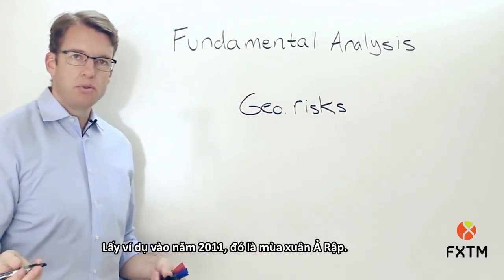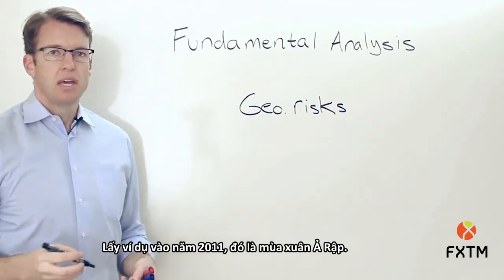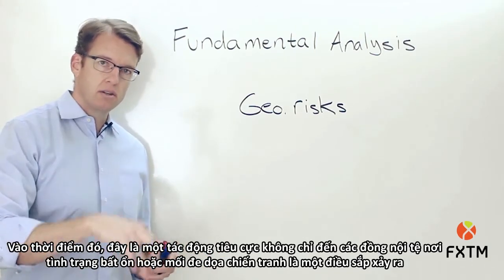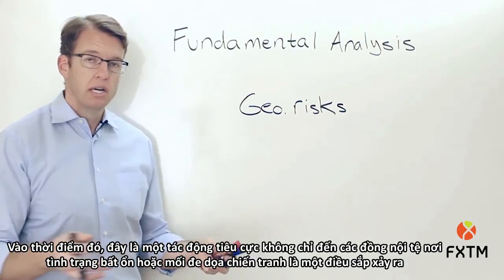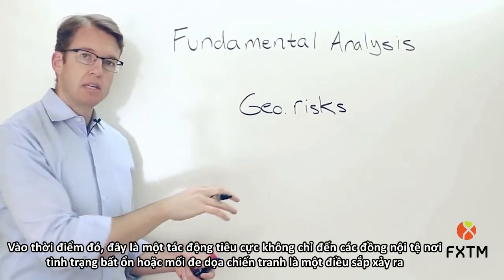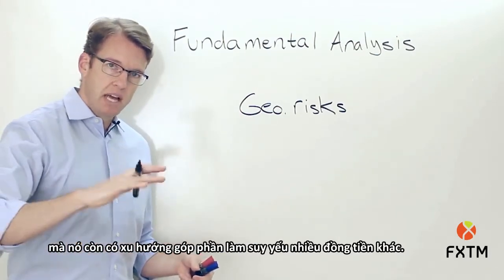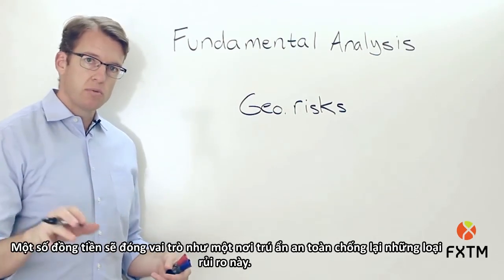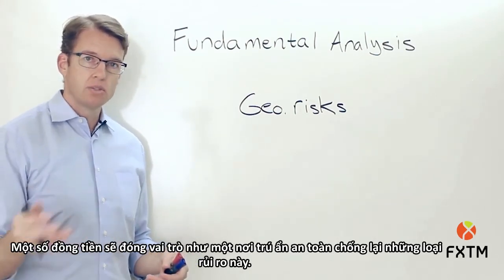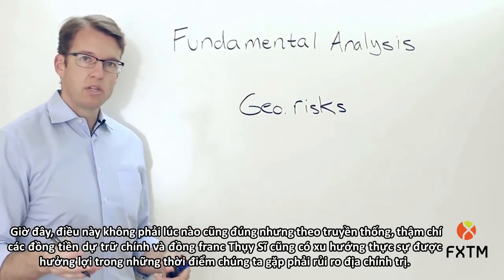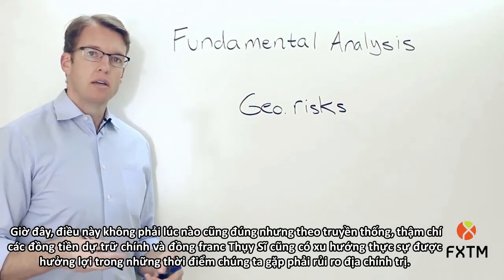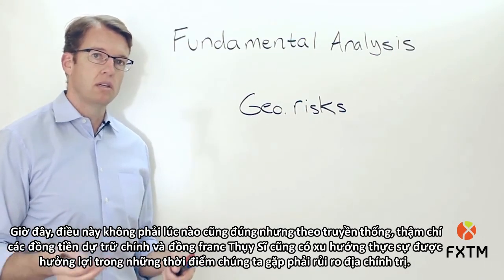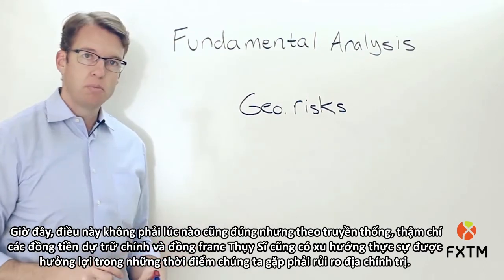So take, for example, in 2011, the Arab Spring. Now, at the time, this had a negative impact not only on domestic currencies, where the unrest or the threat of war, in some cases, was happening, but it also tends to have a bit of a dampening effect on a lot of other currencies as well. Now, some currencies will act as a safe haven against those kinds of risks. Now, this is not always going to be true, but traditionally, the major reserve currencies and the Swiss franc tend to actually benefit in times where we're experiencing geopolitical risks.